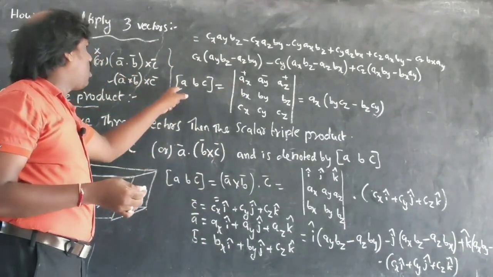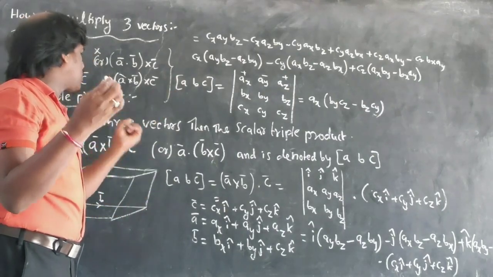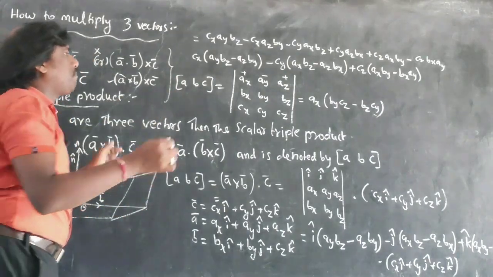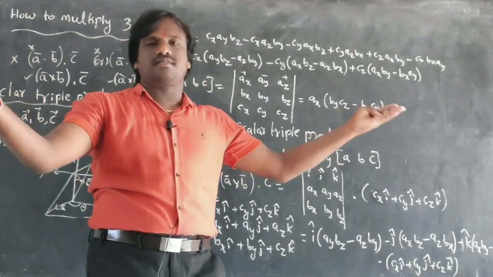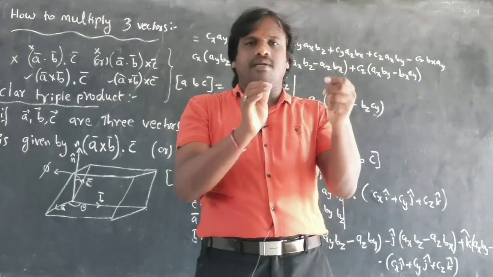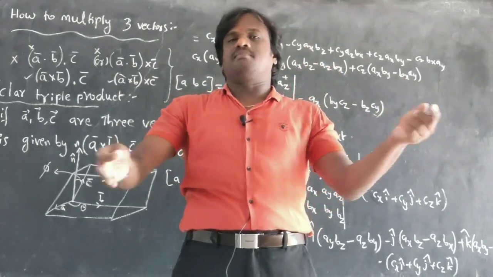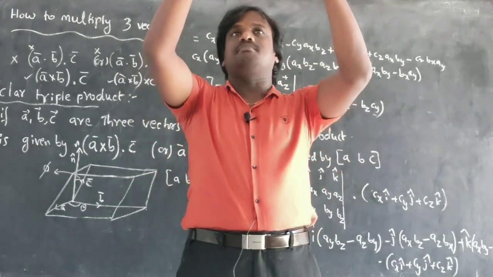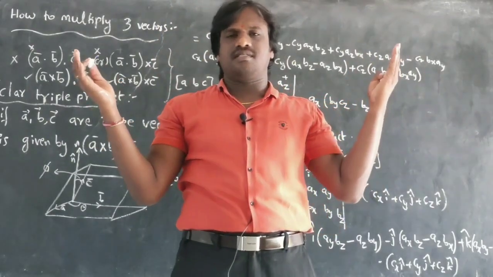What I can write as box ABC, that is the scalar triple product, is simply the determinant of the matrix. If I want to find the scalar triple product of three vectors, that is nothing but box ABC, that is nothing but the determinant of the matrix.